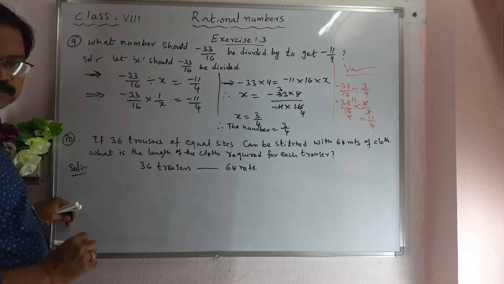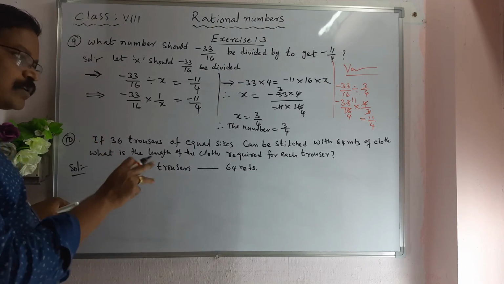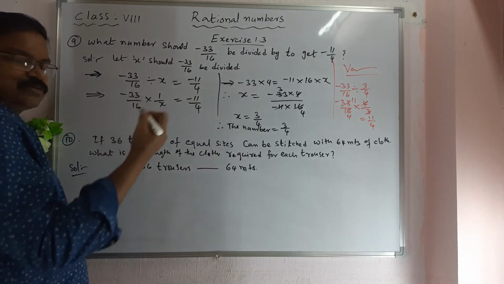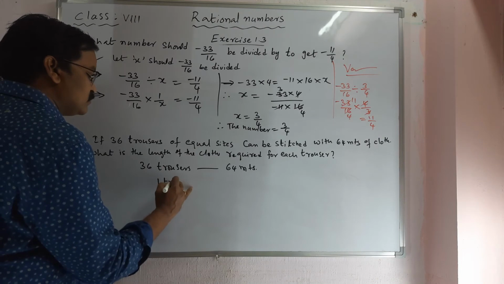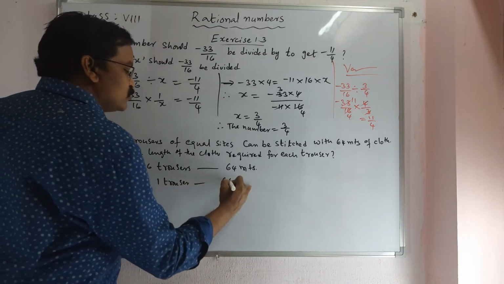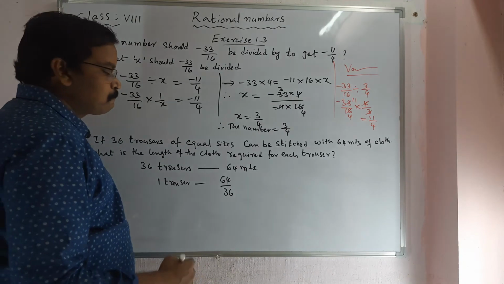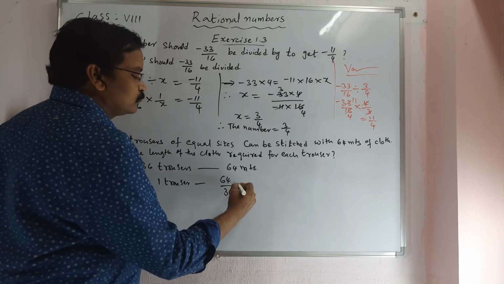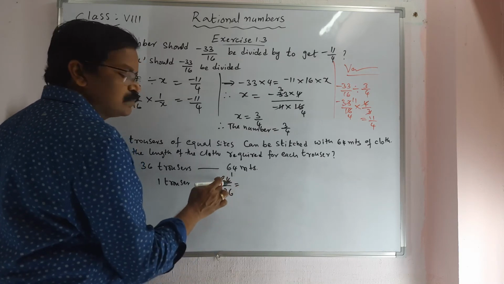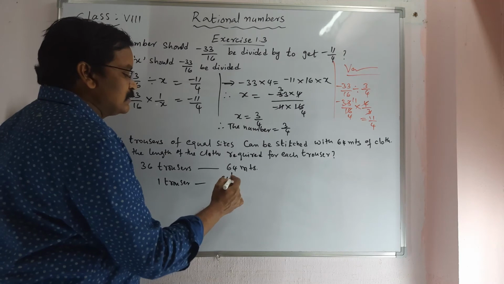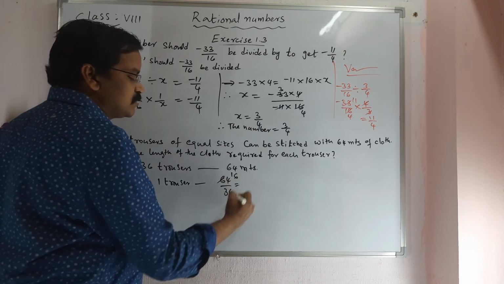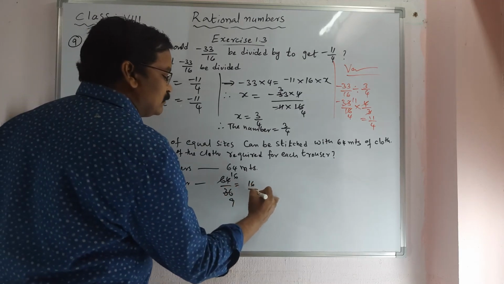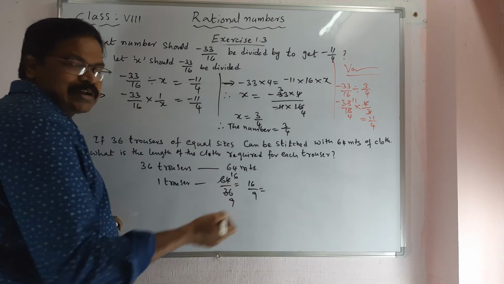64 meters of cloth. For one trouser, how much cloth is required? That is the question here. What is the length of the cloth required for each trouser? So for one trouser, 64 by 36. Here we can cancel the 4 table, no? 1 4 is 4. 24 means 6 4s are 24. Here 9 4s are 36. 16 by 9. Change it into a mixed fraction.